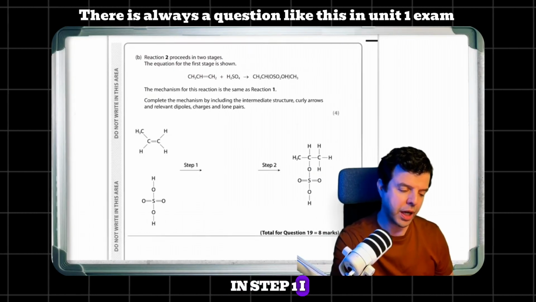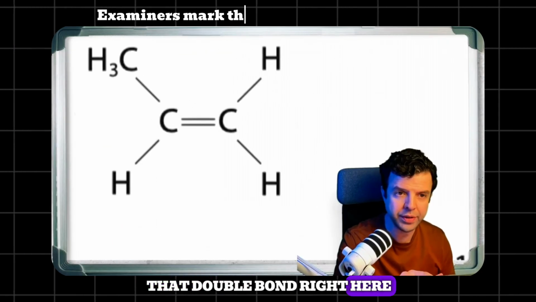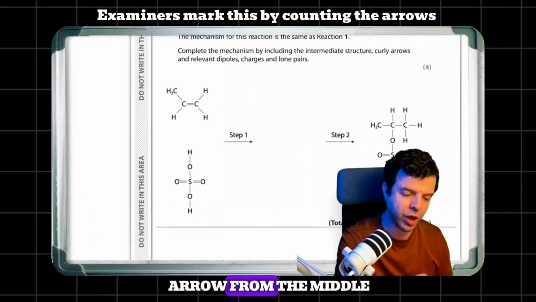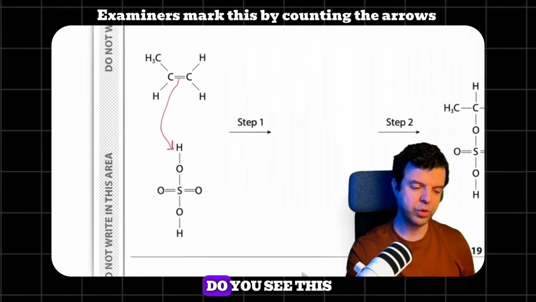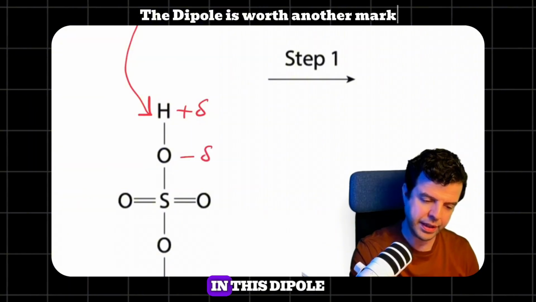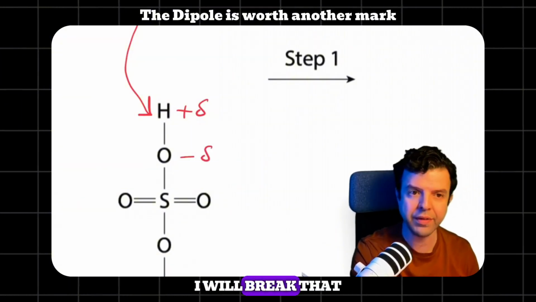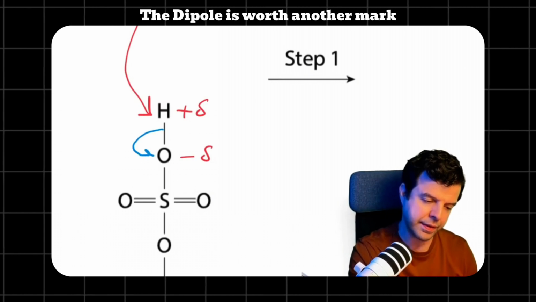In step 1, I will extend the arrows. So do you see that double bond right here? I will extend an arrow from the middle of the bond to the hydrogen. Now, do you see this dipole I have here? In this dipole, I will break the bond by breaking it heterolytically like this.